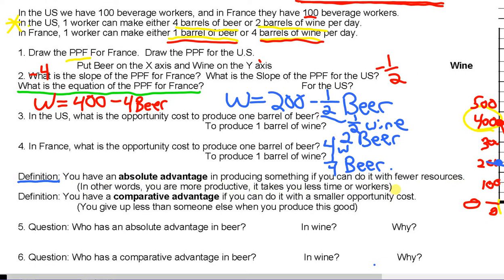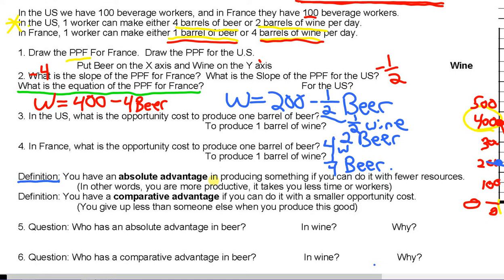So if you're better at something, that's really what we usually mean by the term better. In everyday English, you mean you have an absolute advantage. You are faster, you're more productive, you can do it more cheaply, or in other words, one worker can produce more than some worker in another country.